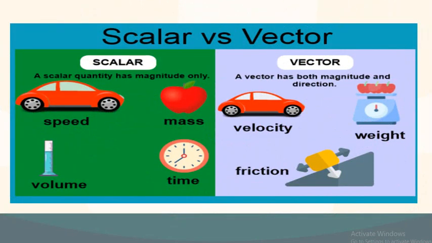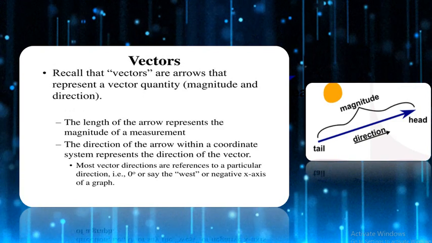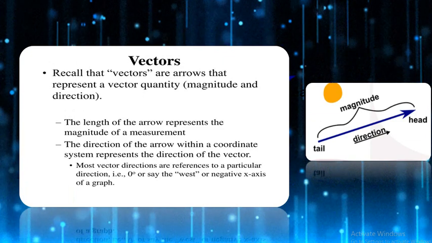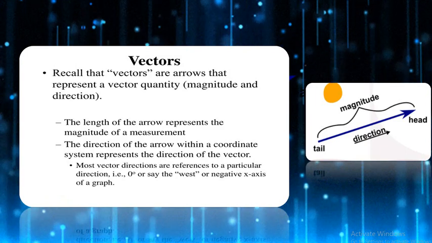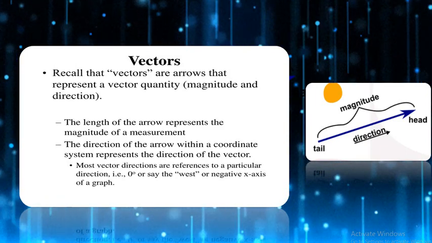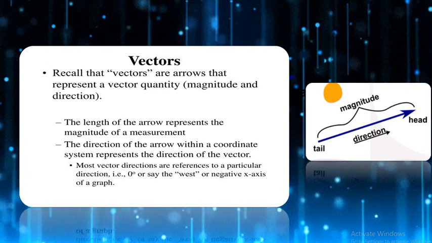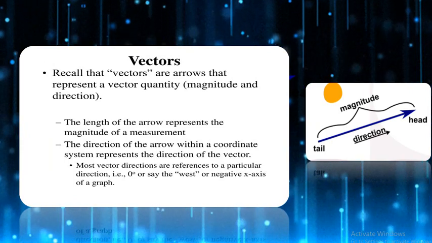A scalar quantity has only magnitude, such as speed, volume, time, mass, and vector quantities have both magnitude and direction, such as friction, weight, velocity. Vectors are denoted by arrows that represent a vector quantity. Both magnitude and direction are shown by arrows. The length of the arrow represents the magnitude of the measurement. The direction of the arrow within a coordinate system represents the direction of the vector. Most vector directions are references to a particular direction, for example 0 degrees, or towards the west, or the negative x-axis of a graph.